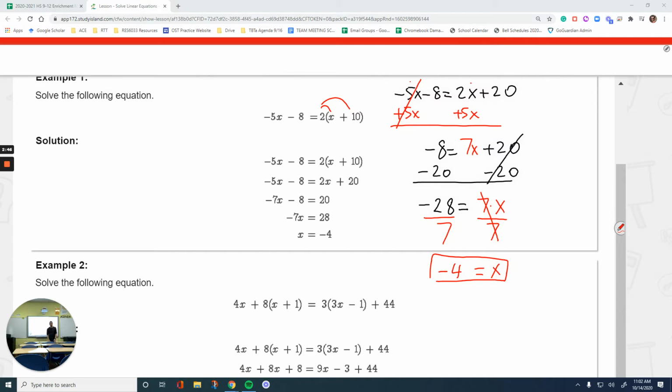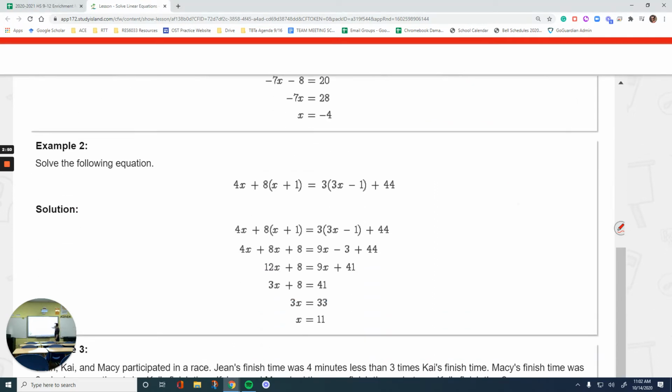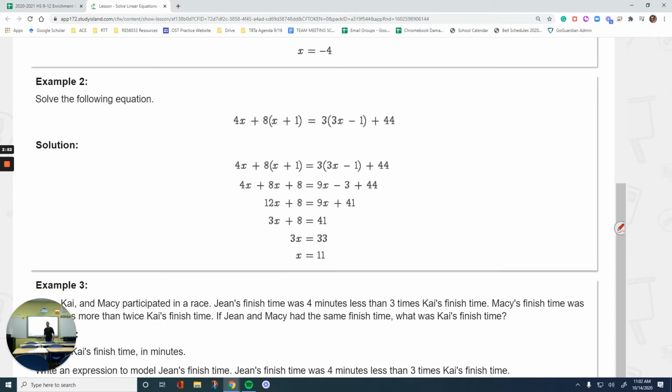Let's move on to the second example. I'm going a little faster than usual because we have done so many IXLs this week about solving linear equations. That's the only reason. So solve the following equation. Same thing again. This time it's a longer equation, but still we are going to deal with the parentheses first. Right here we have 8 times x and then 8 times 1. But let's just rewrite that first.